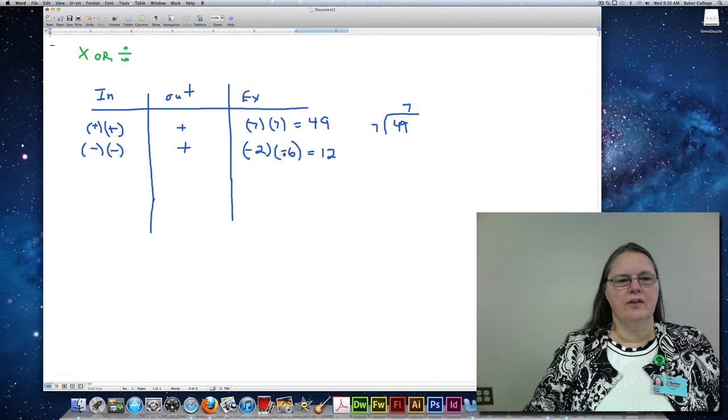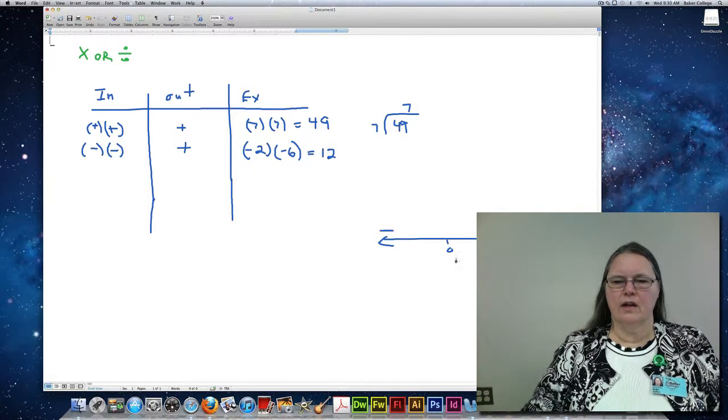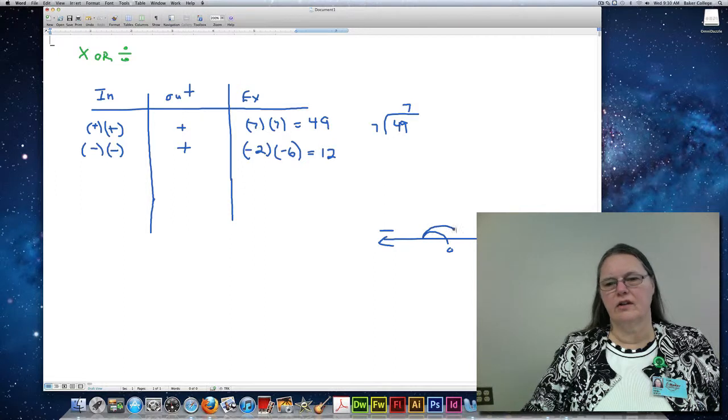A negative times a negative will be your positive. Here's a little preview of what it will look like. If I start and look at the number line, and I say I go in the negative direction and then I go negative again, it's like a leapfrog thing.